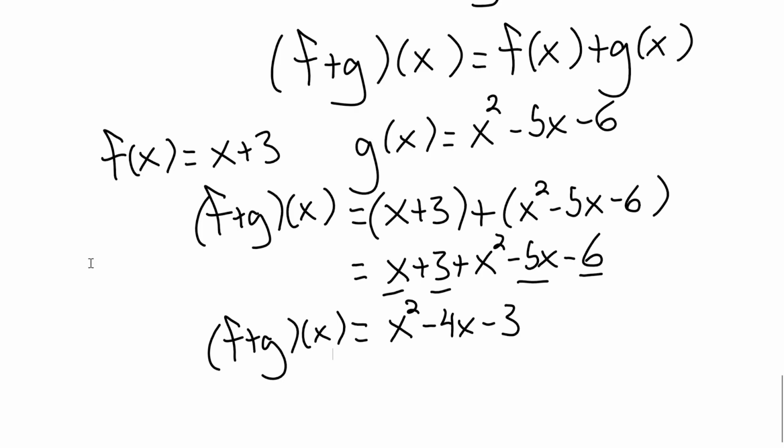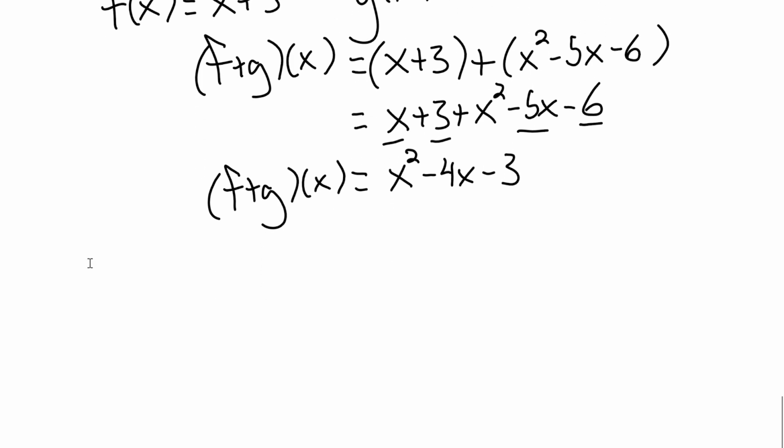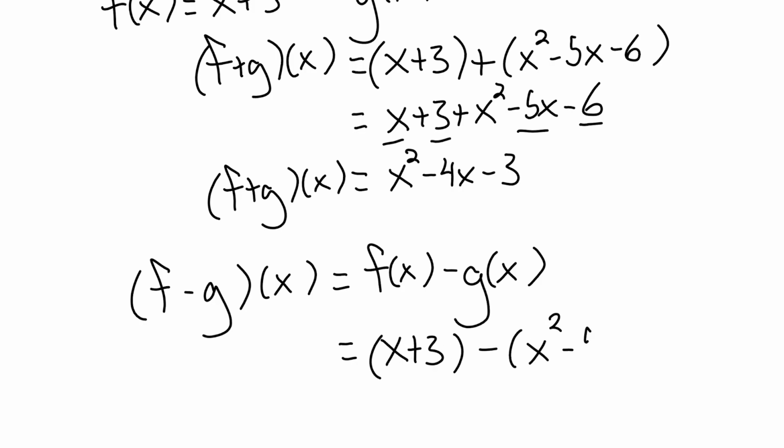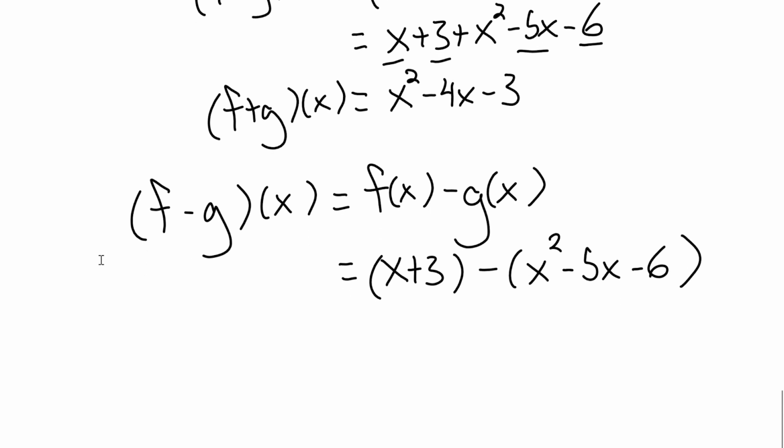So there are other ways we can do this, like I said, with subtraction. This is going to be similar. f minus g of x is defined as f of x minus g of x. So we simply would take the two functions and subtract them. In this case, that's going to be x plus 3 minus x squared minus 5x minus 6. The parentheses are a little more helpful here because we have to remember we're subtracting every term in these parentheses, right? We're subtracting all of this.